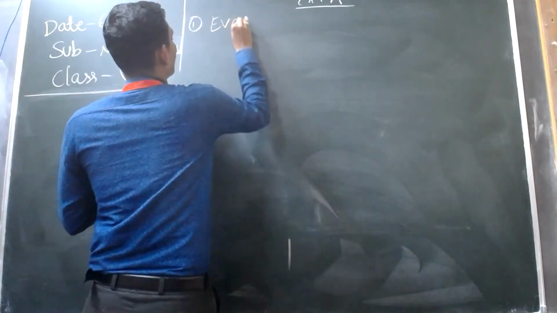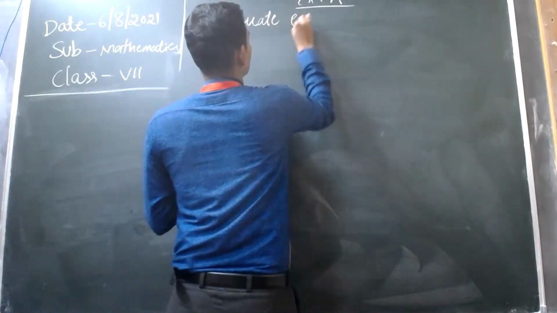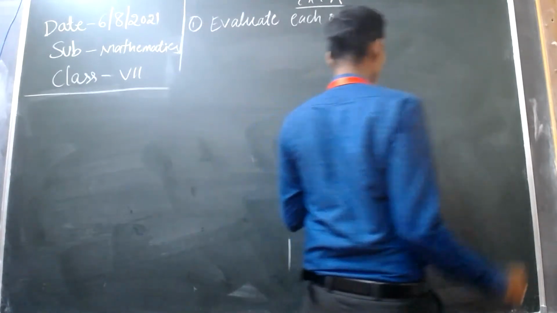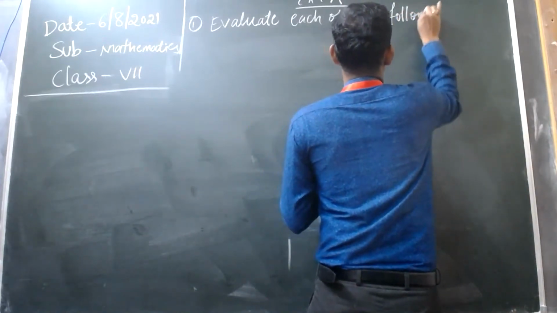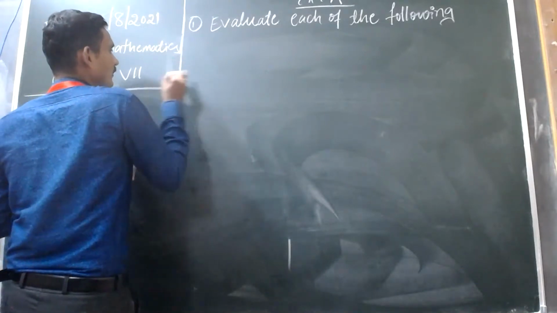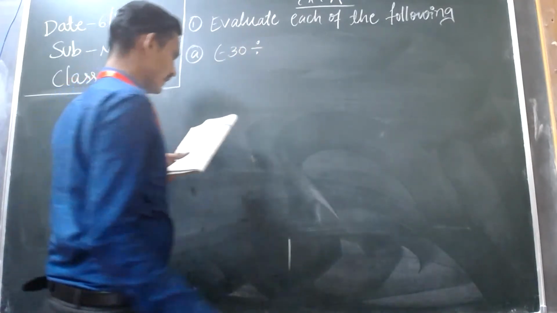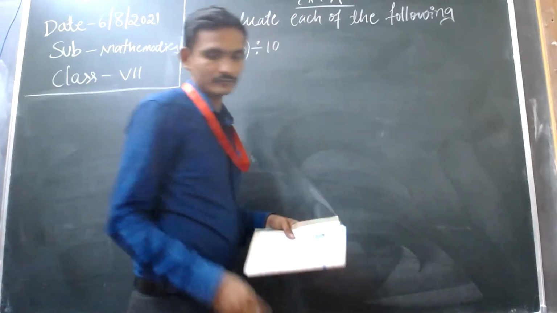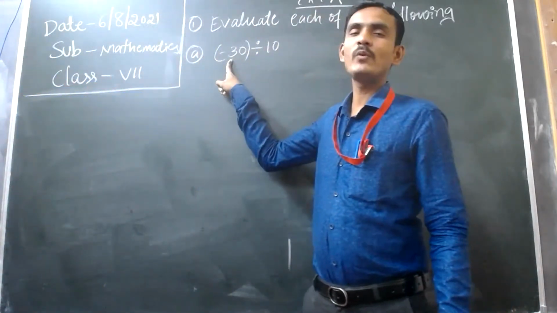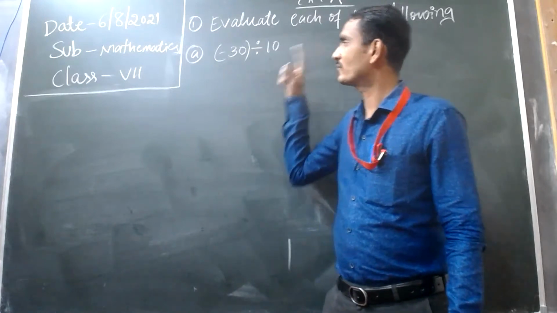Evaluate each of the following. In that, the A question is minus 30 divided by 10. So one is a negative integer and another one is a positive integer. Here this one is a negative integer and this one is a positive integer.